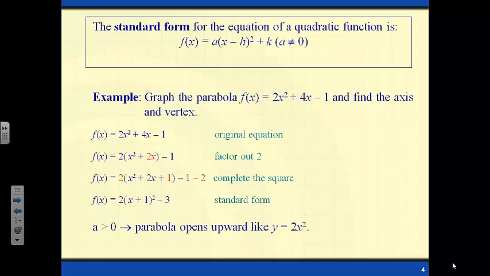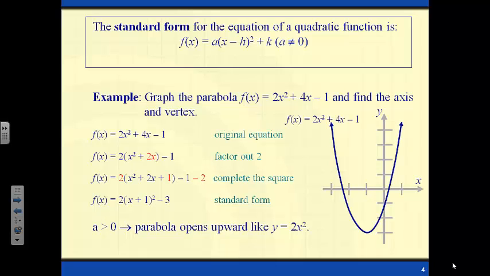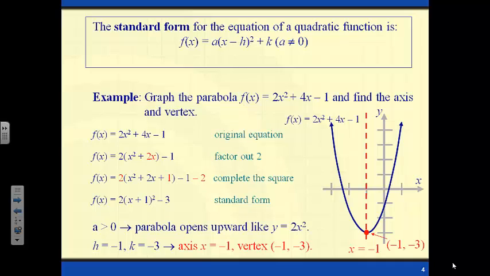Now, once I'm in standard form, then I can graph it. It opens upward because the 2 is positive, and then you can identify the vertex at (-1, -3), and you can graph it. Very quick, very easy. The hardest part is the completing the square, and that's algebra, so hopefully you'll be good at that. And there's your vertex, and there's your graph completely labeled.